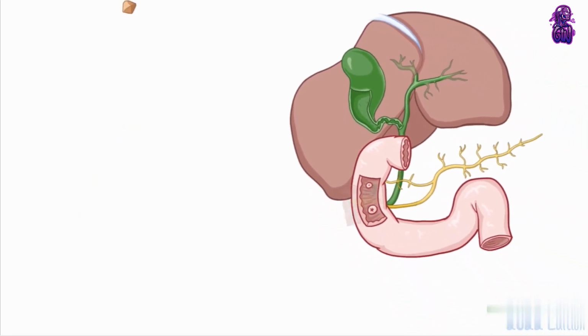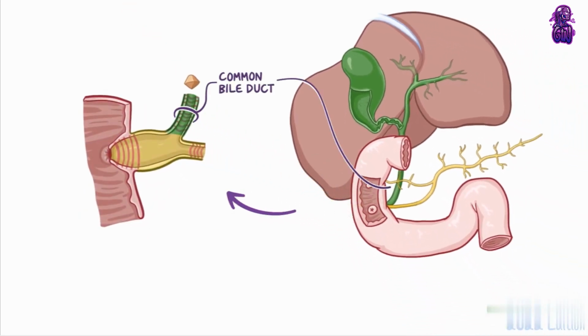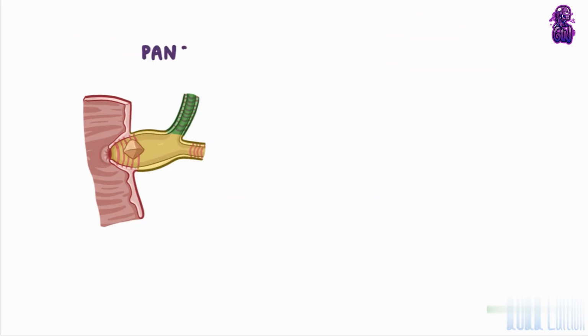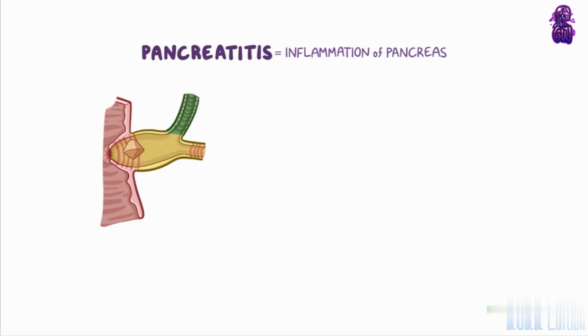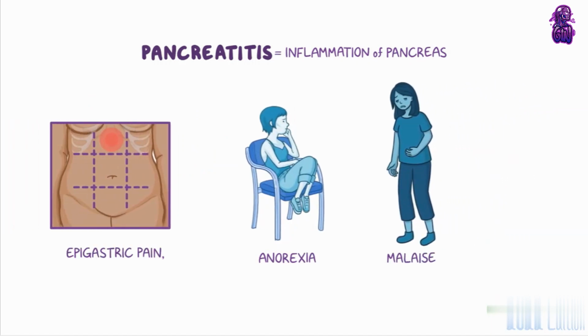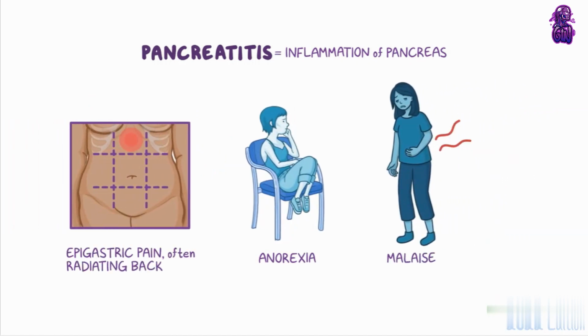Interestingly, gallstones can also migrate to where the common bile duct meets the pancreatic duct at the ampulla of Vater and obstruct both the common bile duct and the main pancreatic duct. This obstruction of the pancreatic duct leads to pancreatitis, which is the inflammation of the pancreas. Symptoms of pancreatitis include anorexia, malaise, and epigastric pain, which often radiates to the back. With the gallstone obstructing the common bile duct at the same time, patients often appear jaundiced as well.